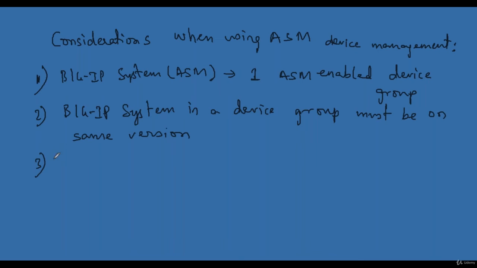Then, the real-time policy builder can run on only one system. You cannot have the policy builder running on both your appliances. So, for example, you can set up the automatic policy builder on one system, and when the policy is being built, it is built on that system and automatically updated on all the systems in the device group.